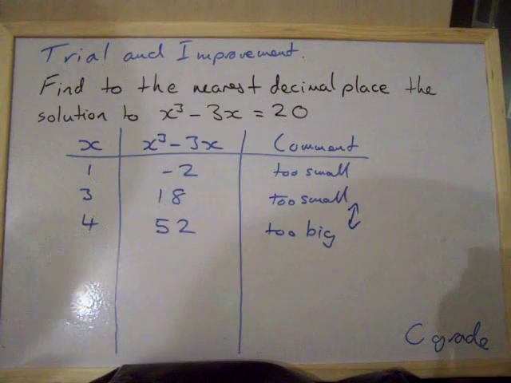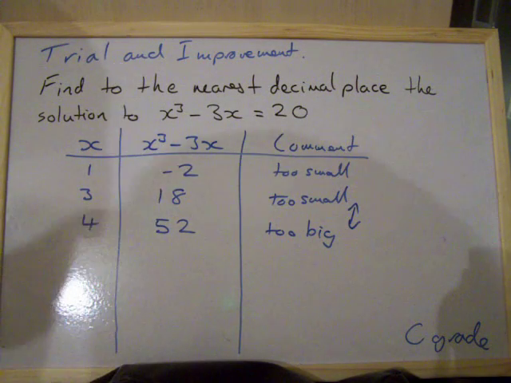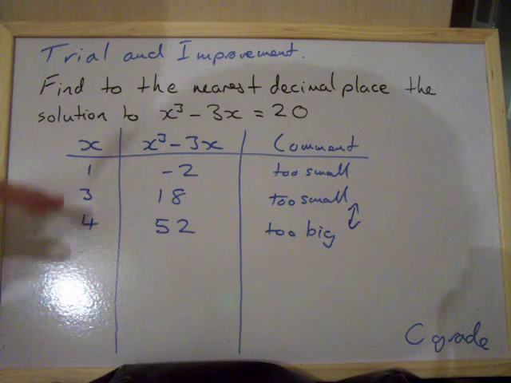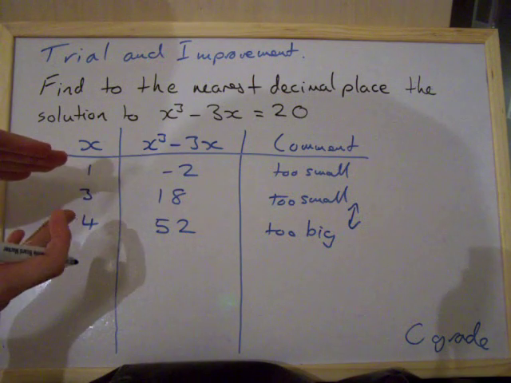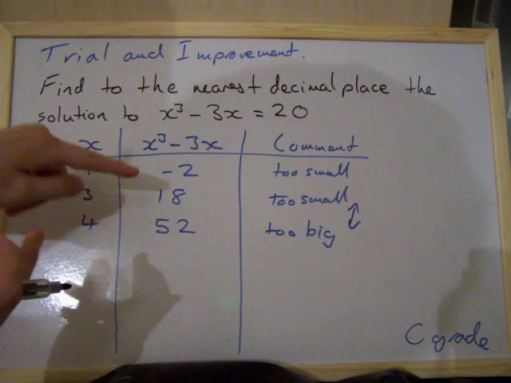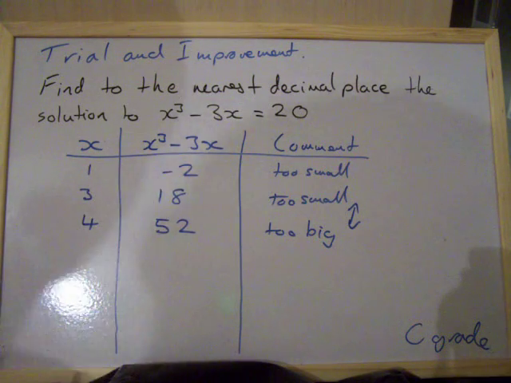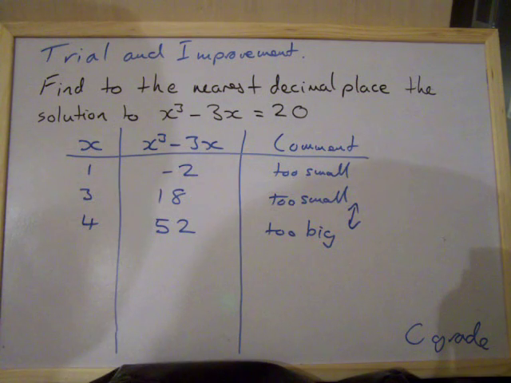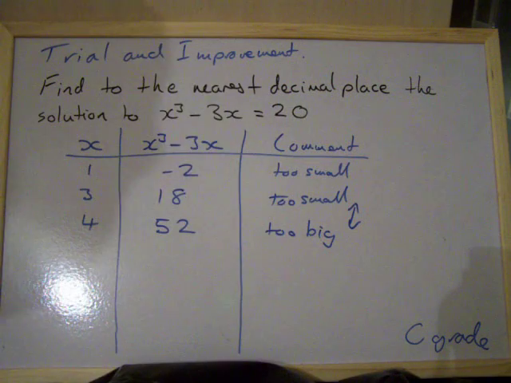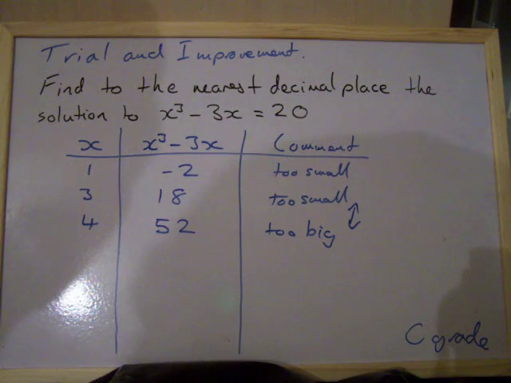We want the answer to one decimal place, so probably the most sensible thing to try next would be 3.5, because it's halfway in between. The only thing I'm going to say though is that it seems to be much closer to 3 here, because your 18 is very close to 20, so I might jump a little bit further and try, say, 3.2 or 3.3. I might try 3.2 to start off with.